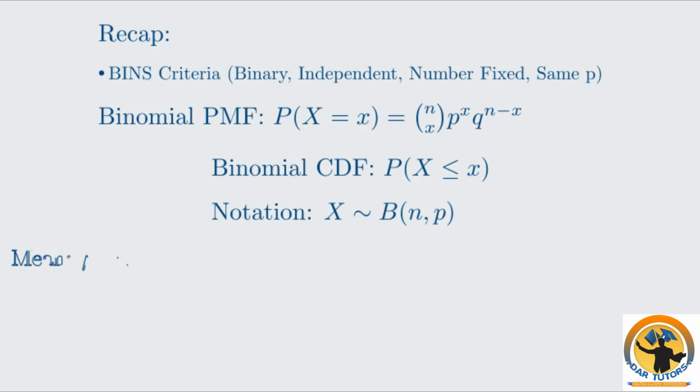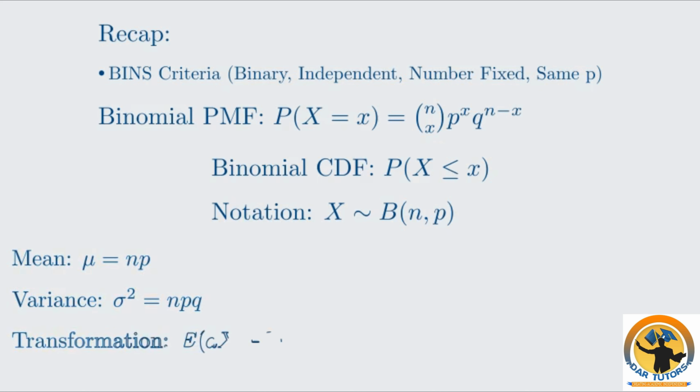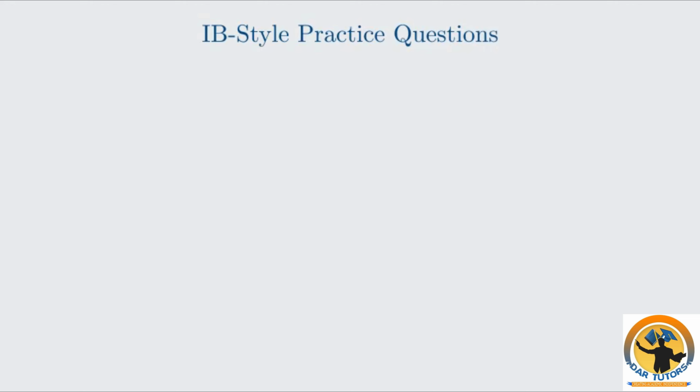Finally, we derived the simple formulas for the mean and variance of a binomial distribution and applied the rules for linear transformations to solve more advanced problems. These tools are powerful for analyzing a vast number of real-world scenarios. To reinforce your understanding and prepare for your IB exams, here are 5 practice questions. I encourage you to pause the video after each question and try to solve it on your own before watching the solution. This active learning approach is very effective for mastering these concepts.